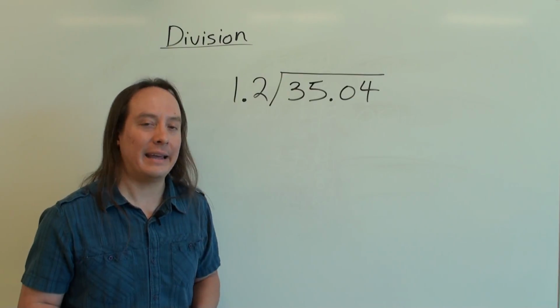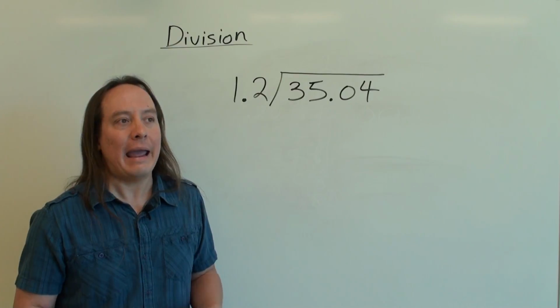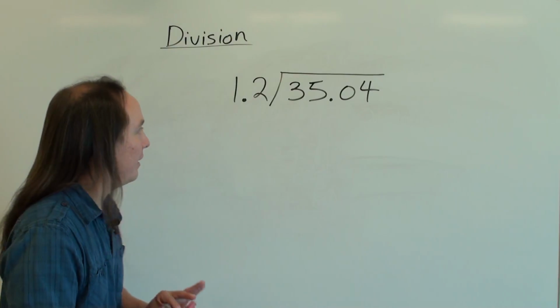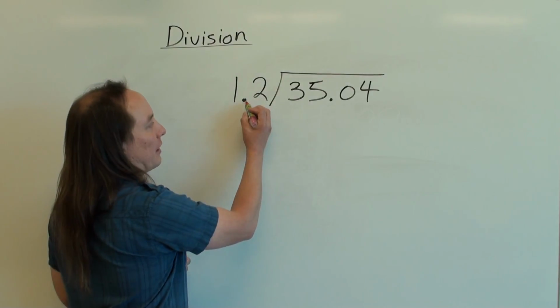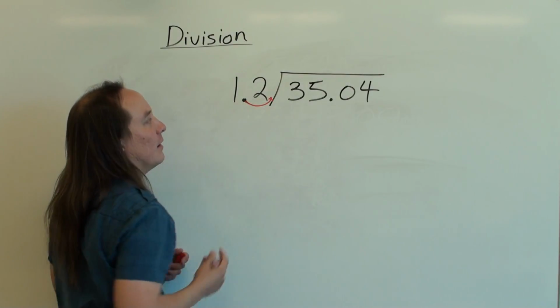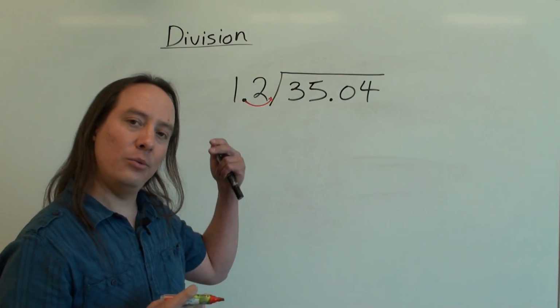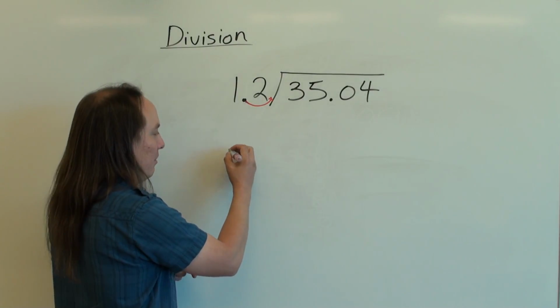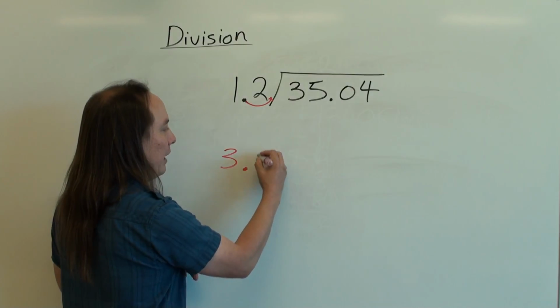And the divisor can't have any decimals in it. So it needs to be changed into a whole number. And so how we do that is we just move the decimal over. In this case, 1 position to the right. So no matter how many decimals you have, let's say you had, I don't know, let's just make up a number. What if we had this, right?